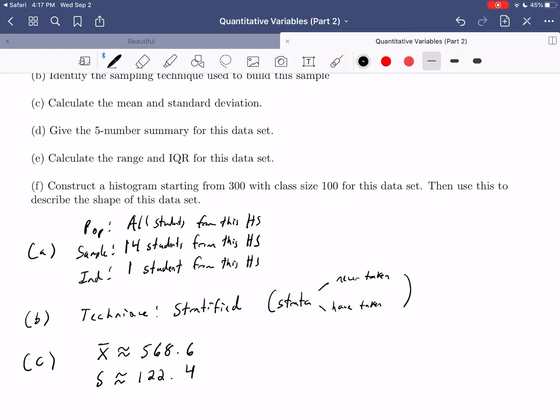The units, it might not be super clear here, but I guess it would be points in this situation because that's what we're talking about, scores on a test, so points would be a good unit there. The average score was 568.6 points. The standard deviation was 122.4 points.